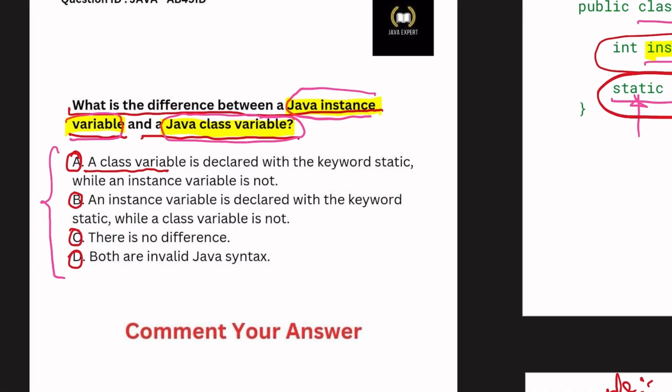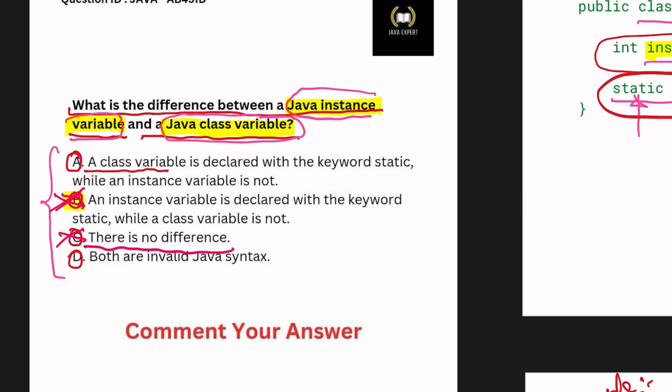First let's check option B: an instance variable is declared with the keyword static while a class variable is not. Option B is wrong. Why is it wrong? This is the reverse of the correct definition. An instance variable is not declared with static. A class variable is declared with static. So that is why option B is wrong. Okay, let's check option C: there is no difference. Option C is wrong. Why? There is a clear difference in declaration, memory allocation and behavior. So that is why option C is wrong.